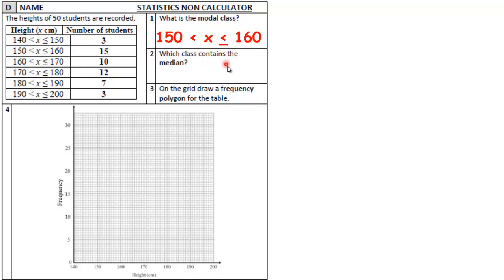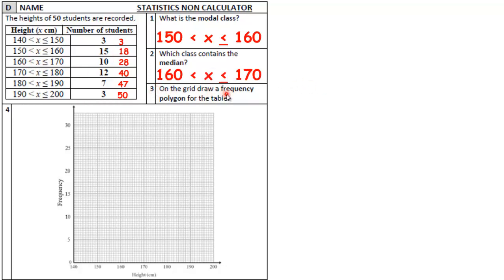Question 2, which class contains the median? Here in the question they told us there are 50 students altogether, so the group containing the median is the one that contains the 25th person. So let's count them up. That's the first 3, up to there is the first 18, up to there is the first 28. So straight away we know that the 25th person is going to be in this group. I'm going to actually do the rest, so I could use this for my cumulative frequency later on, and I'm going to write in 160 to 170 for my answer in the answer space.